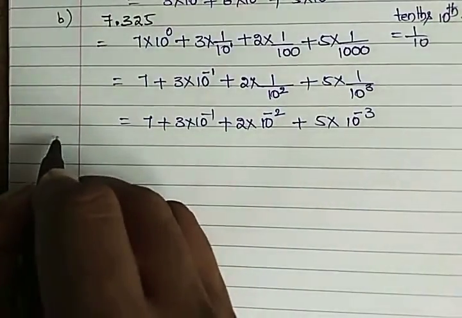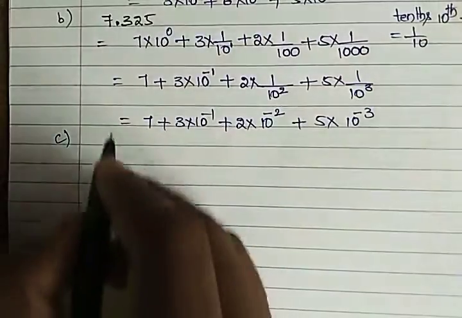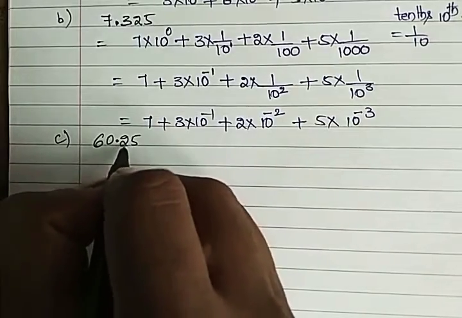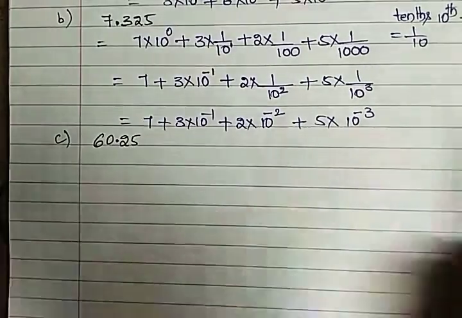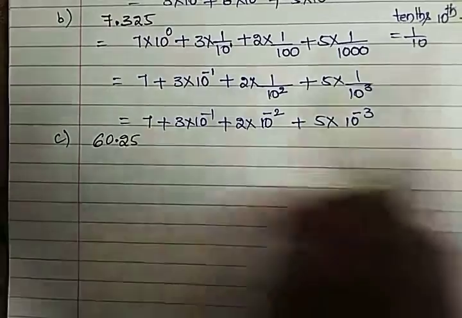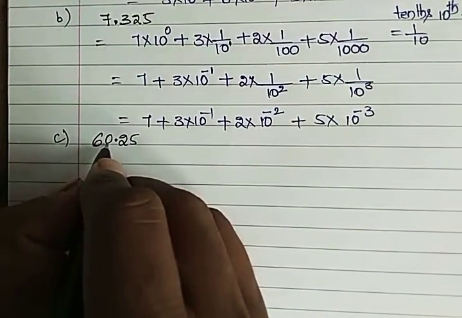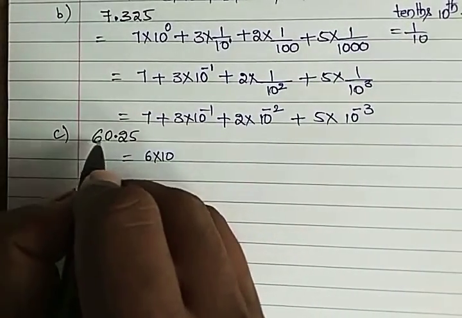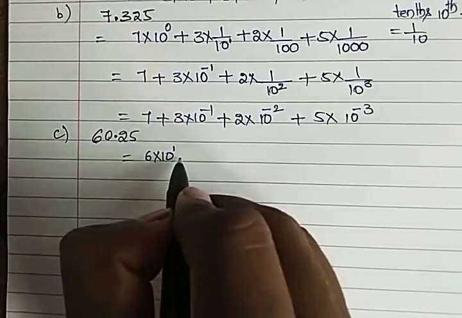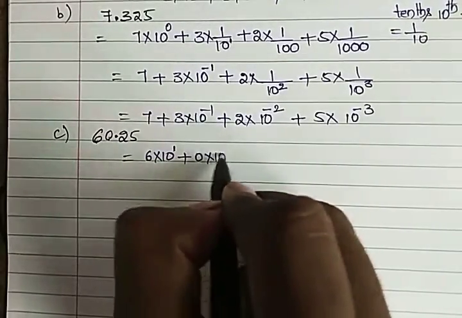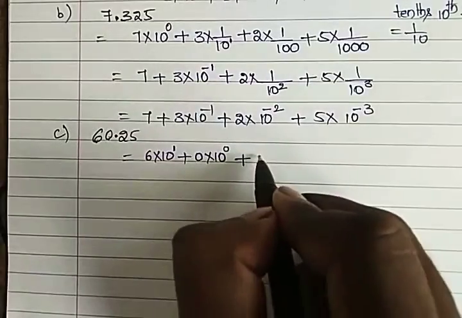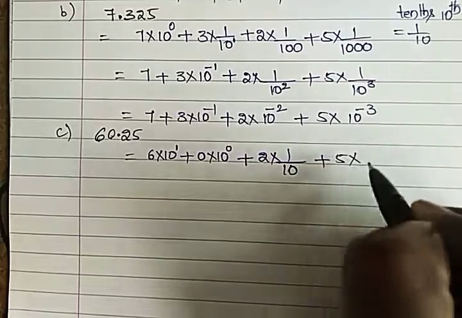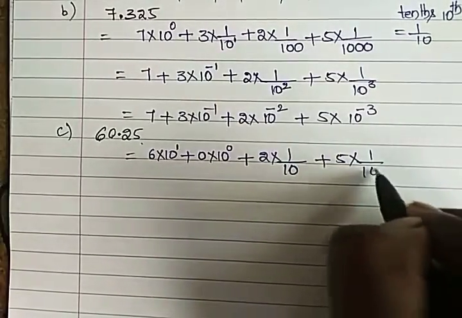Now the C1 is 60.25. After the decimal point, never ever read it as 25. You have to read it as 60.25. So now again, here two digits are there, ones place and tens place. So we'll write it as 6 into 10 power, it is tens place. So tens place means 10 power 1, plus 0 into 10 power 0, plus 2 into 1 by 10, plus 5 into, it is hundredths place, 1 by 100.